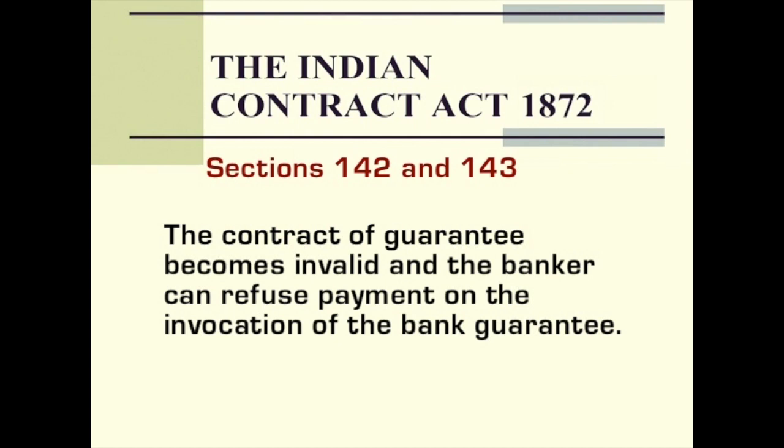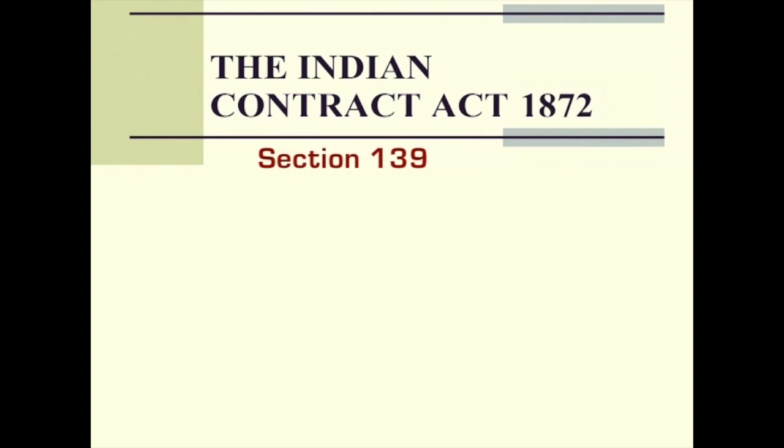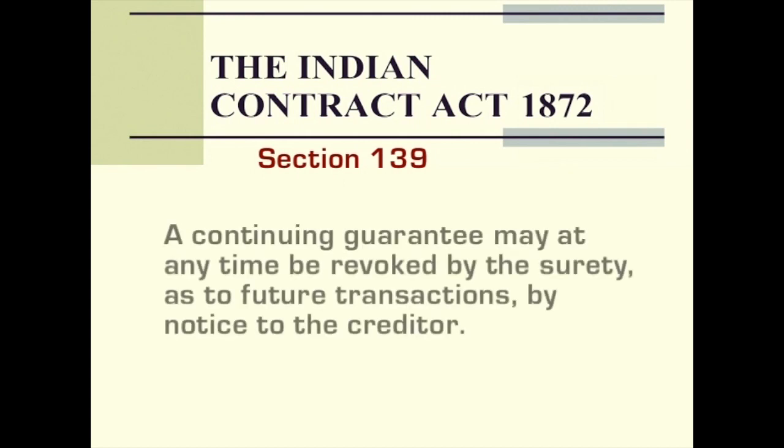However, under Section 139, a continuing guarantee may at any time be revoked by the surety as to future transactions by notice to the creditor. So the bank can invoke this Section 139 for revoking a continuing bank guarantee.